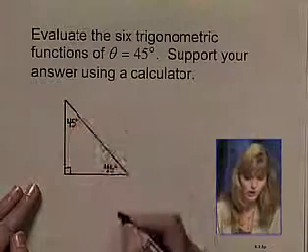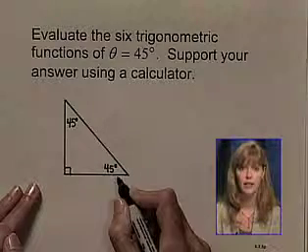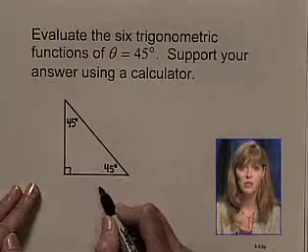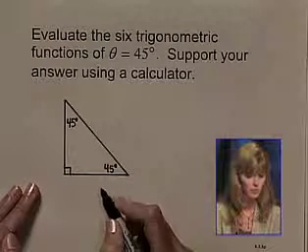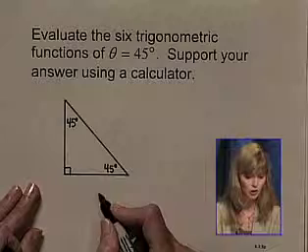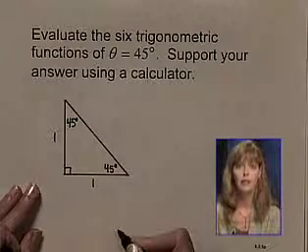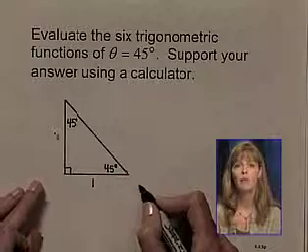Also, because this now makes this an isosceles right triangle, what we notice is that the sides opposite the 45-degree angles have to be equivalent. What we can do is let the lengths of these legs of the right triangle equal 1. Now let's find the length of the hypotenuse.